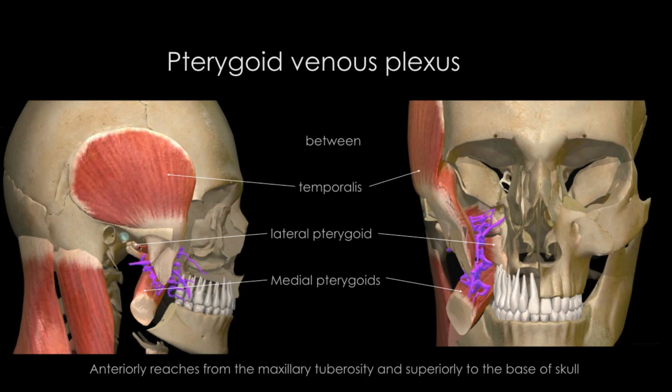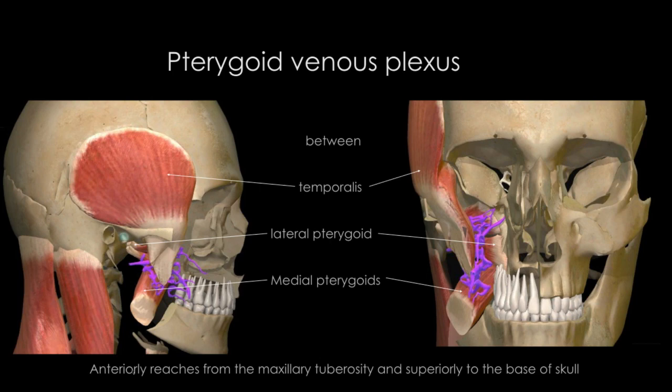Lateral pterygoid muscles here, and in the AP view you can see the lateral pterygoid muscle here and here. Some part of the pterygoid venous plexus is seen between the two pterygoids, that is the medial pterygoid as well as the lateral pterygoid. So as you can see, these are the two heads of the lateral pterygoid and this is the medial pterygoid.